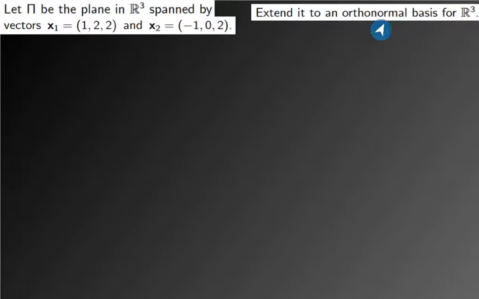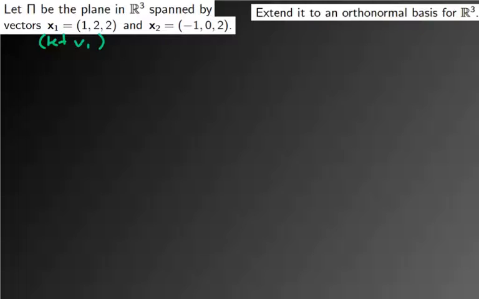Anytime you're seeing this kind of thing where you're extending to an orthonormal basis, you want to think Gram-Schmidt, right? And you can see right now these two vectors are not perpendicular. If you just dotted them, you'd get -1 plus 4. So we're going to have to make these perpendicular to each other, and we can pick one of these as one of my final orthogonal vectors.